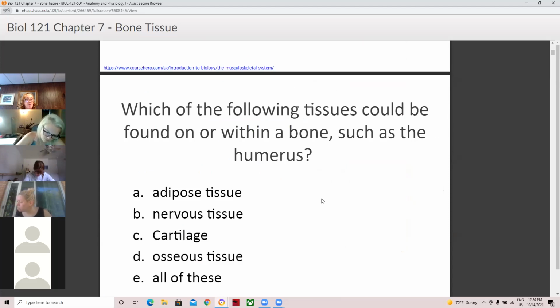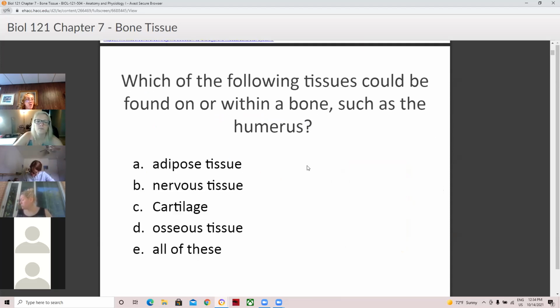Now, this is kind of a trick question because we haven't answered it yet, but which of the following tissues could be found on or within a bone, such as a humerus? Want to be all of them? All of them. How did you know that? Because of lab. I just started reading chapter 7. You're right. Well, it says tissues, and all of them are tissues, so it was a good guess. Okay. All right. Yes, you're right.